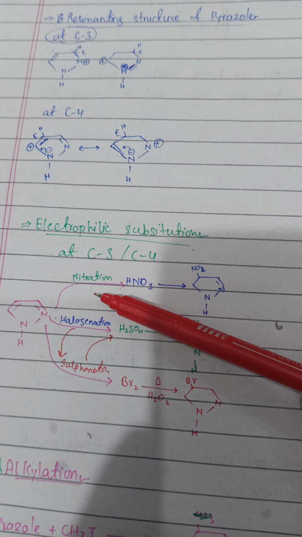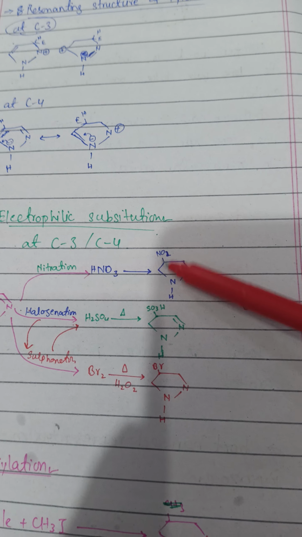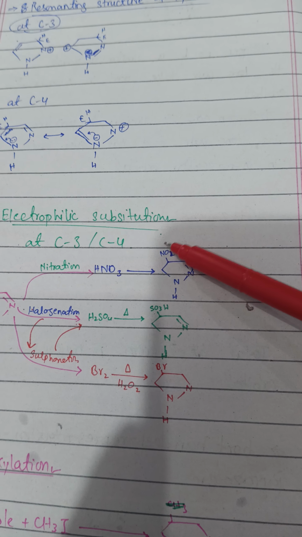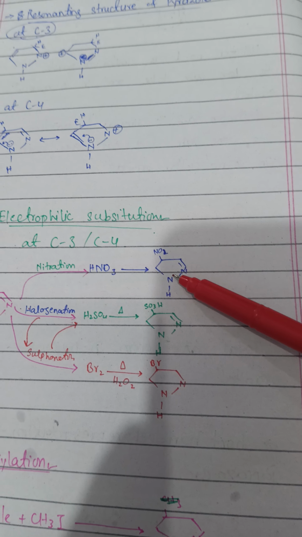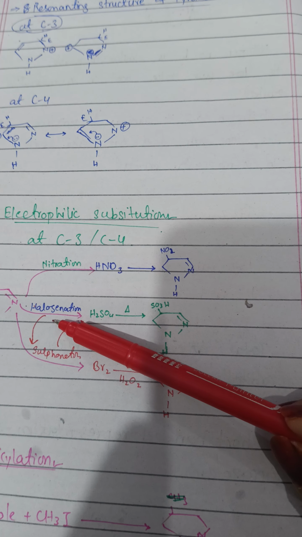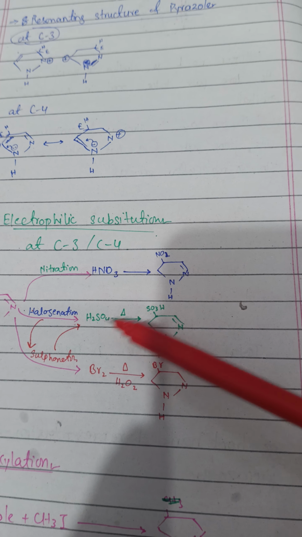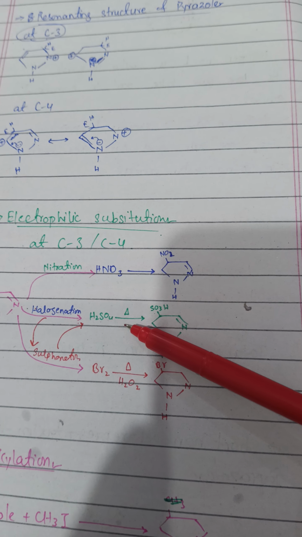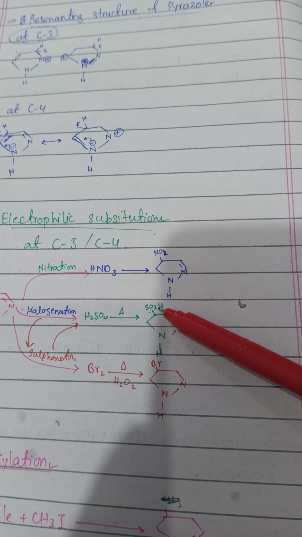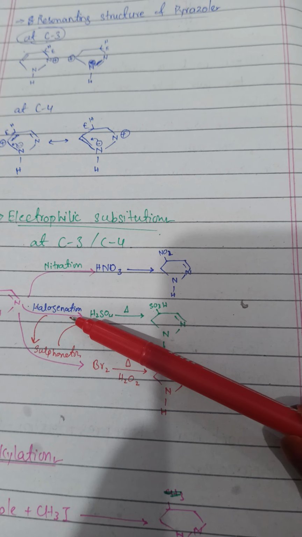First of all, we discuss nitration. In nitration, we use HNO3 and the nitro group attaches at carbon number 4, so we name it 4-nitropyrazole. Then we discuss sulfonation. In sulfonation we add H2SO4 and heat it in the presence of pyridine, and pyrazole-3-sulfonic acid is formed. Now we discuss halogenation.